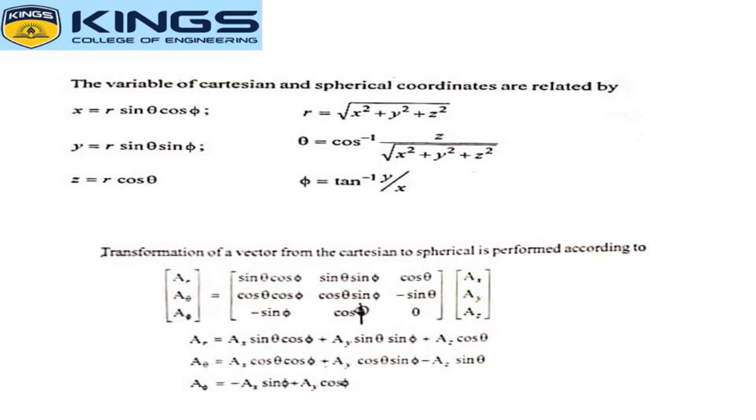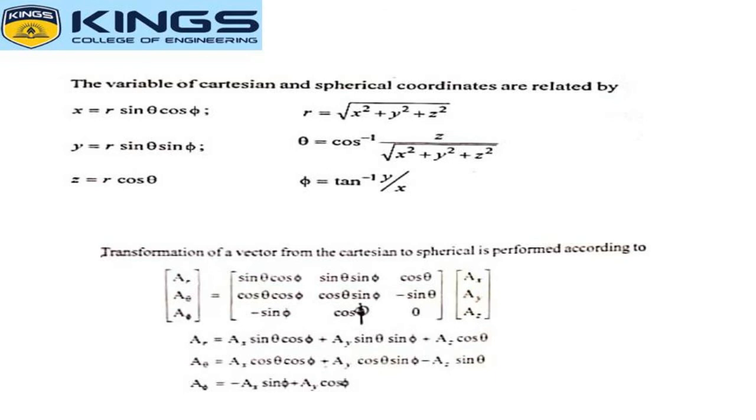Similarly, the spherical coordinate system may be represented in terms of the rectangular coordinate system. R is equal to root of x square plus y square plus z square. Theta is equal to cos inverse of z by root of x square plus y square plus z square. And phi is equal to tan inverse of y by x. So next our objective is the transformation of a vector from Cartesian to spherical coordinate system.